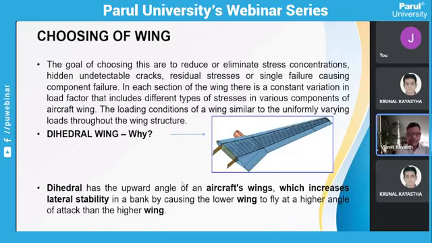Moreover, we were looking for loading conditions of the wing that were similar to varying loads, where the loads would vary as time passes. So the wing structure was taken as a dihedral upward angle wing, which increases the lateral stability while banking of the lower wing. That way it could fly at a higher angle of attack, which gives better lift compared to other wings, I could say.